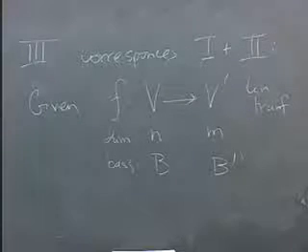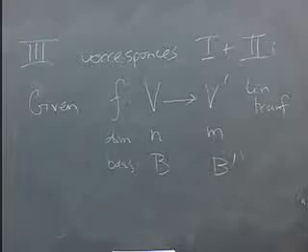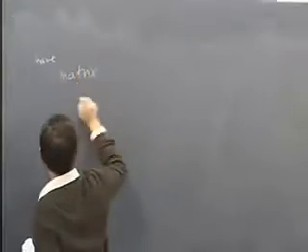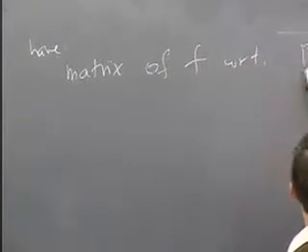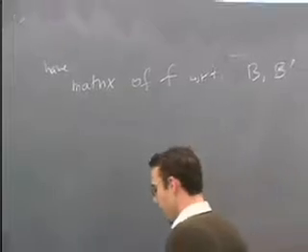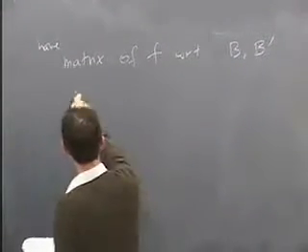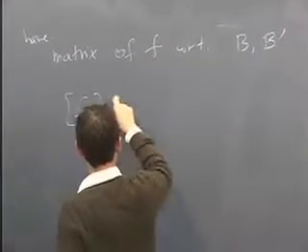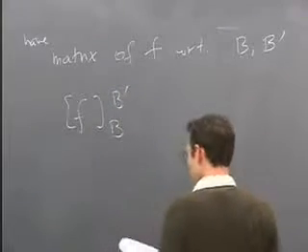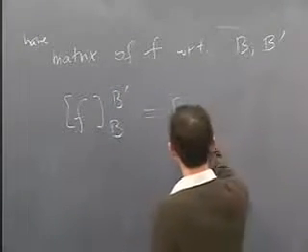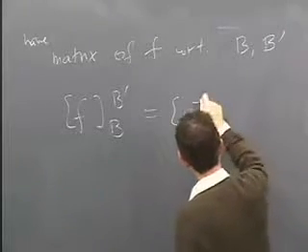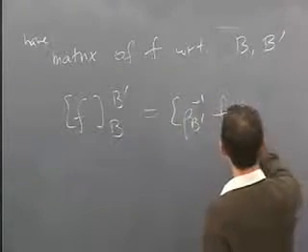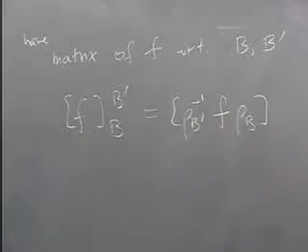So, given this thing, what do we do? Well, we have the matrix of F with respect to B and B prime. How do we define this? Well, let's just give it a notation, F_{B,B'}. This thing is rho_B prime inverse F rho_B. Why does this make sense?